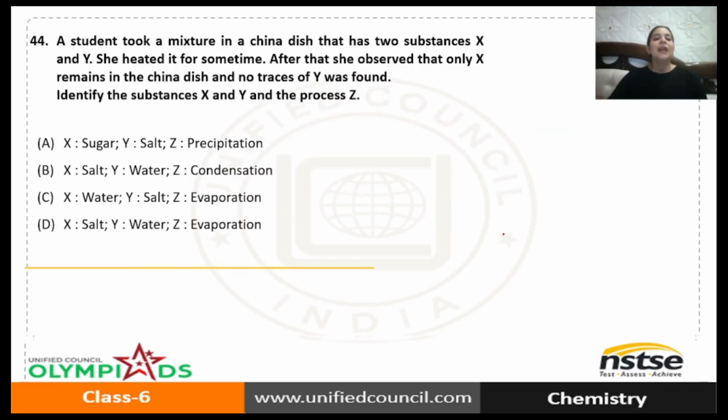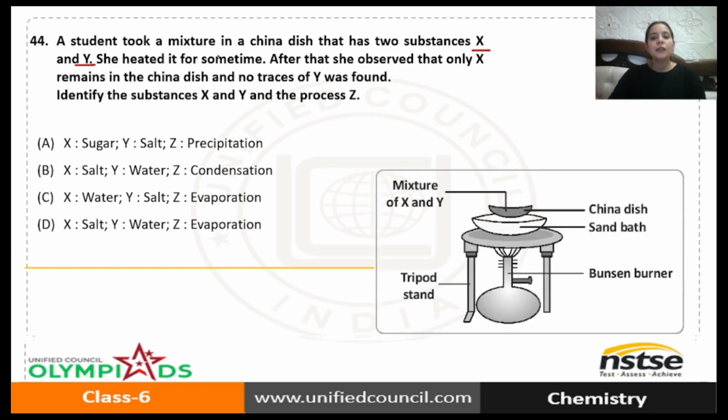Next question. A student took a mixture in a china dish that has two substances X and Y. X and Y in a china dish. Okay. She heated it for some time. So here we have a china dish and she took the X and Y mixture in it. She kept on heating it for some time. After that she observed that only X remained in the china dish. This stays behind in the china dish, but no traces of Y were found. So identify the substances X, Y and the process Z.